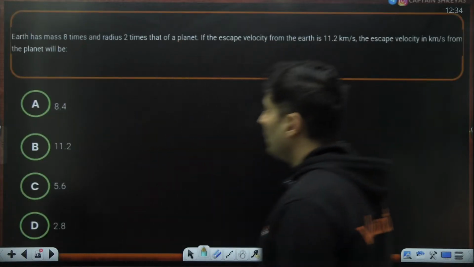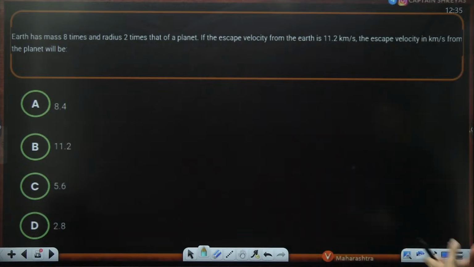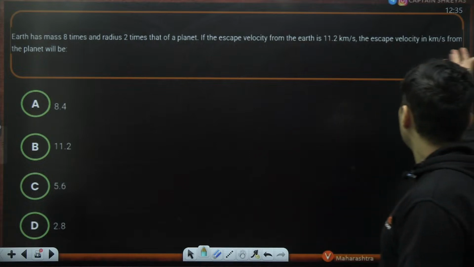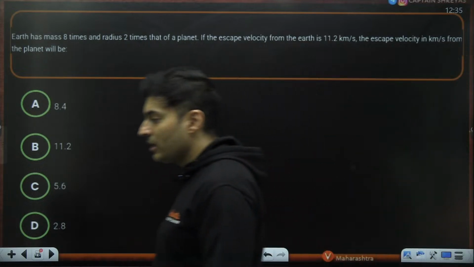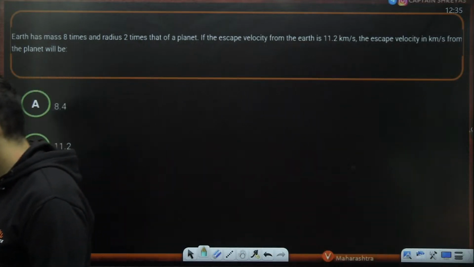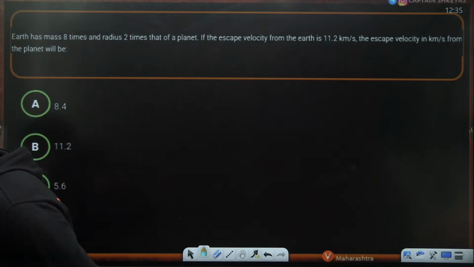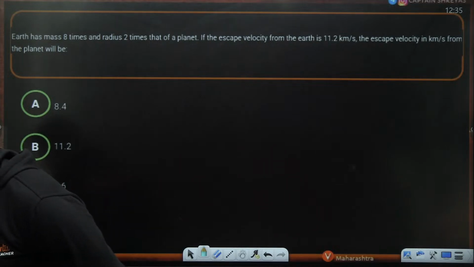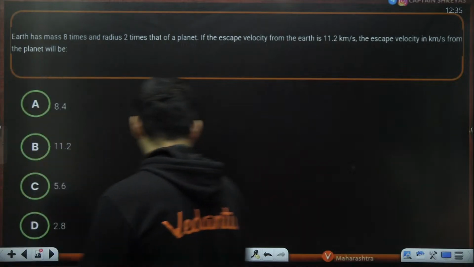What about this? Earth has a mass 8 times, radius 2 times. If the escape speed on the Earth is 11.2, then escape velocity on that new planet will be how much? That's the question. Come on. Direct ratio proportion based question, guys. I'm pretty sure you will be able to do it. Everybody should be able to do it.